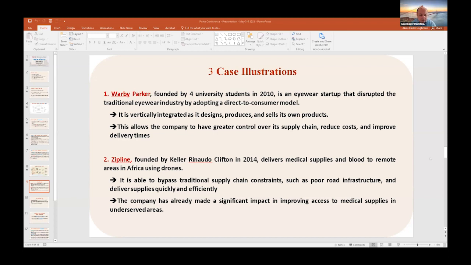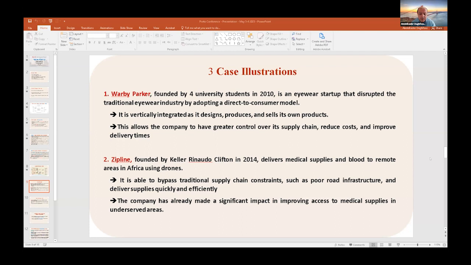Zipline is totally different. It was founded by Keller Clifton in 2014. It delivers medical supplies and blood to remote areas in Africa using drones. So here the focus is logistics. It looks like a very good example of a social entrepreneur. It is able to bypass traditional supply chain constraints such as poor road infrastructure and deliver supplies quickly and efficiently.